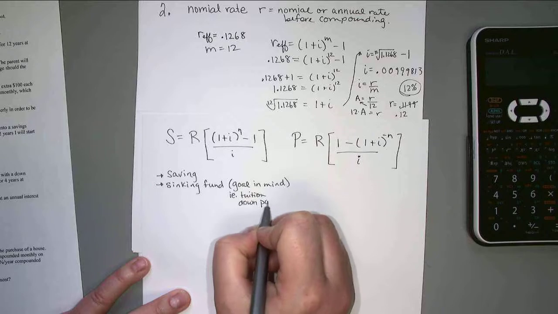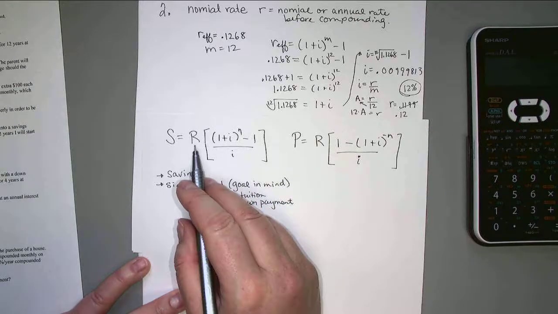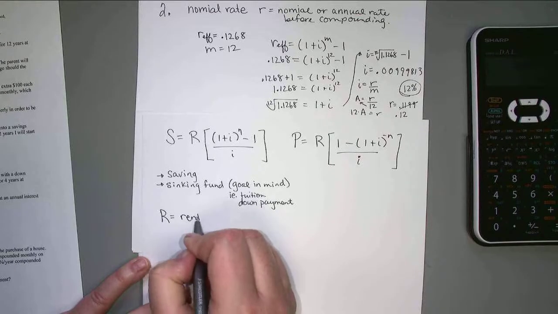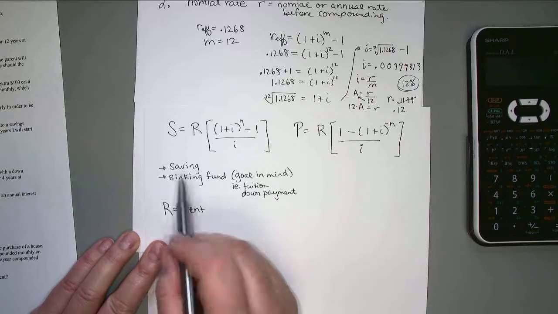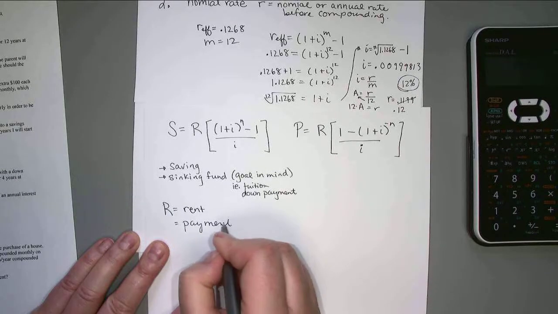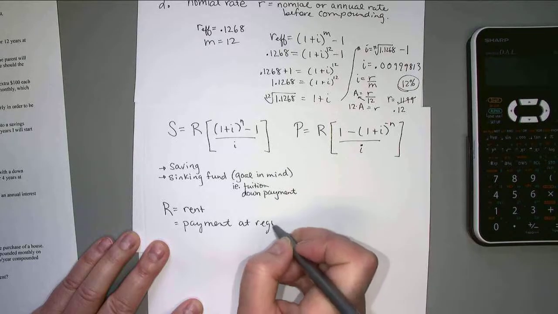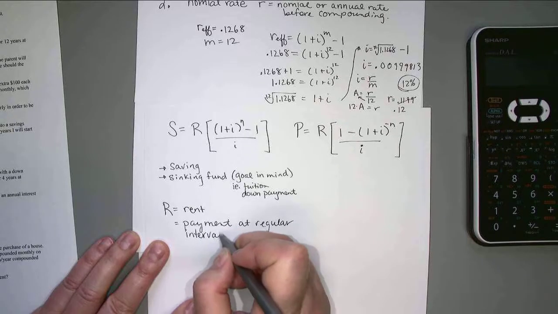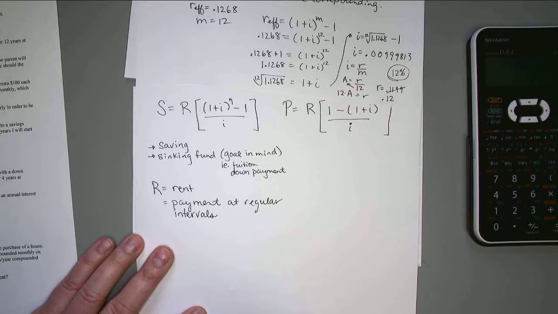You know how much you want and how long you have to save it, and then you're going to find R. So R actually stands for rent. It's not rent in the way of an apartment, but what it is is your payment. So it could be a monthly payment, daily payment, weekly payment, annual payment, but basically you do it more than once.